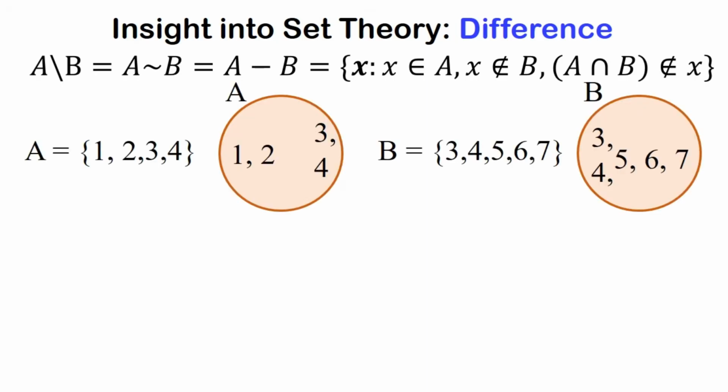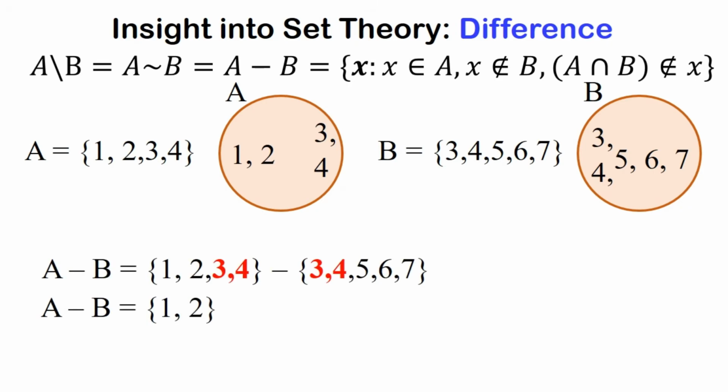First, to understand this particular concept, let's use another set A and another set B. That's very important. Let's say we have set A to be 1, 2, 3, and 4, and we have another set B, which is 3, 4, 5, 6, and 7. Let's use this one. So what we are going to do now is this. A minus B is equal to {1, 2, 3, 4} minus {3, 4, 5, 6, 7}. The first thing we need to do is take away the intersection of A and B, and here the intersection is actually 3 and 4.